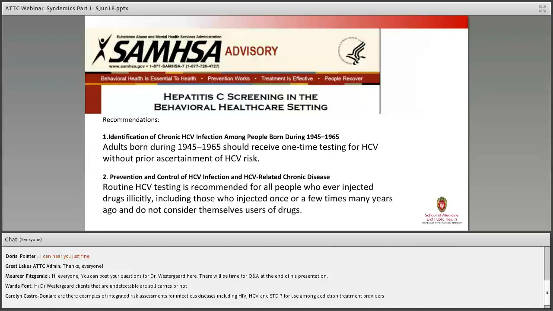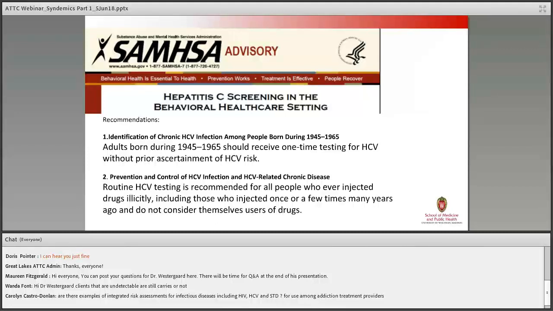One is that it's still important because many have not been diagnosed: adults born in 1945 to 1965 should receive one-time testing for hepatitis C without any thought of what their risk is, because just being born in that cohort is such a risk of having hepatitis C, even through blood transfusion or through incidental healthcare exposure or other contact. The second, which is highly relevant to providers who are involved in addiction treatment, is that routine hepatitis C testing is recommended for all people who have ever injected drugs illicitly, including those who have injected once or a few times many years ago and do not consider themselves regular users of drugs. So injecting drugs at any time, even once, is a risk factor and is probably even a higher risk factor than being born in that birth cohort. And so testing should be done on a routine basis.